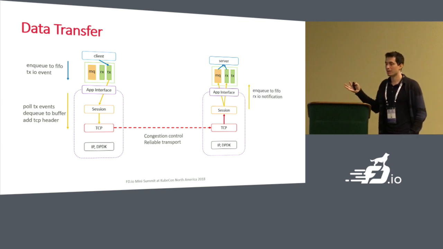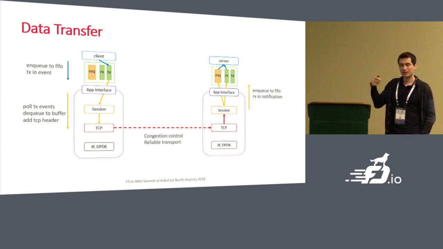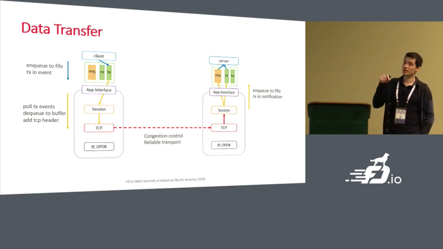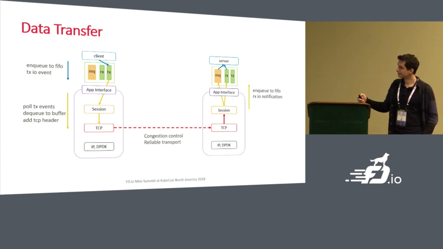If the data is received properly at the other end, now the server TCP gets the data, asks the session layer, can I please enqueue this to the application's FIFO? And the session layer does that. It also generates an event that a write has happened, puts it on the message queue, and now the server app can read the event, figure out that the FIFO has data, and it reads the data. And this continues until all the data is exchanged.